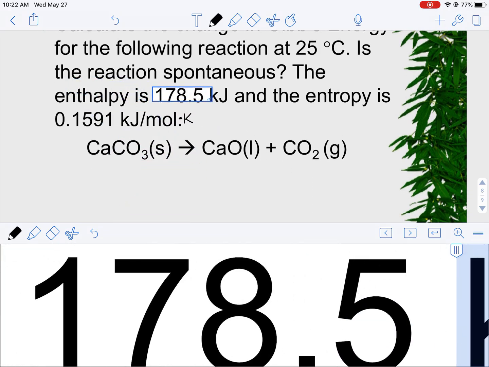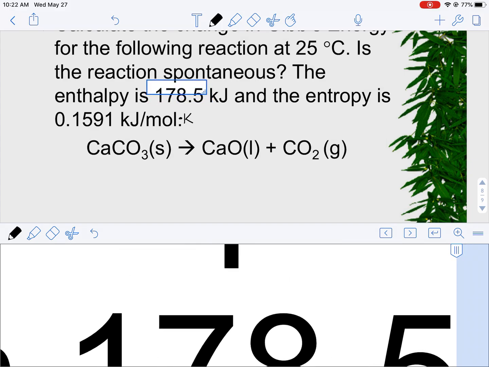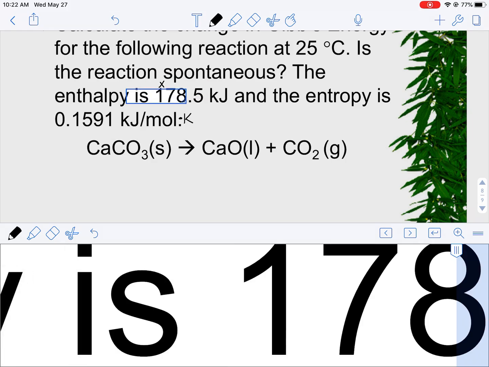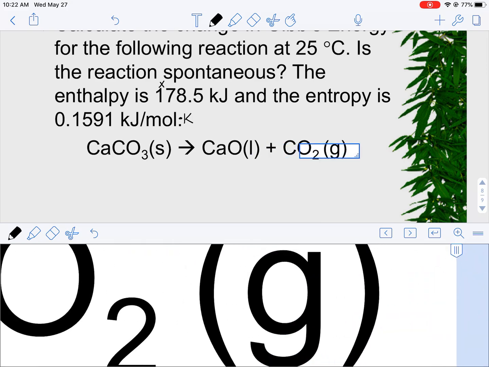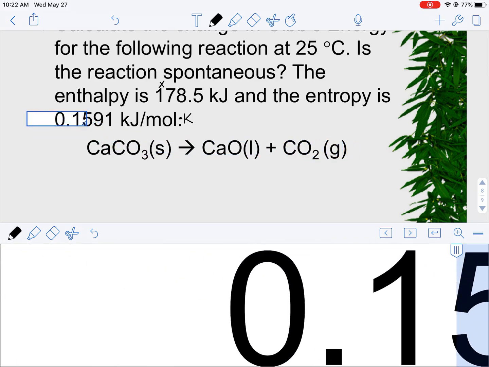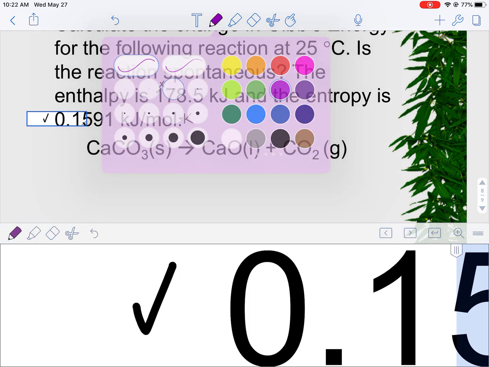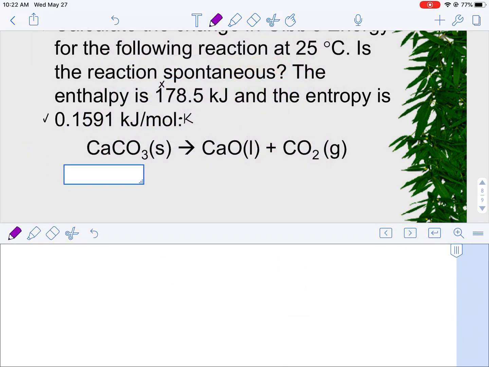All right, let's just look at this. The enthalpy is a positive value. That's not spontaneous according to just looking at enthalpy by itself. Entropy, we're going from a solid to a liquid and a gas. It is increasing, which is why this value is positive, which is something that nature likes. So we've got a scenario where the enthalpy is not favorable, the entropy is favorable. Let's see which one's going to dominate when we look at both of them simultaneously.